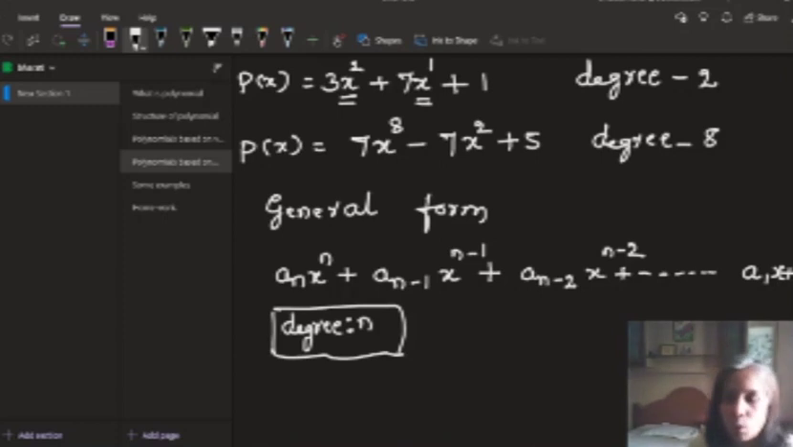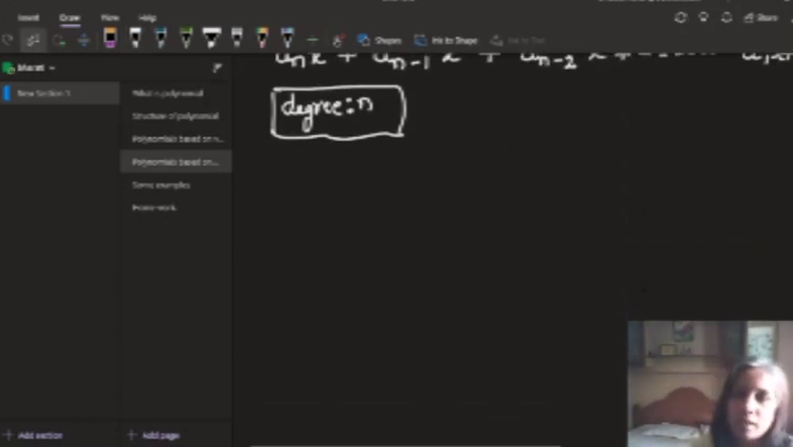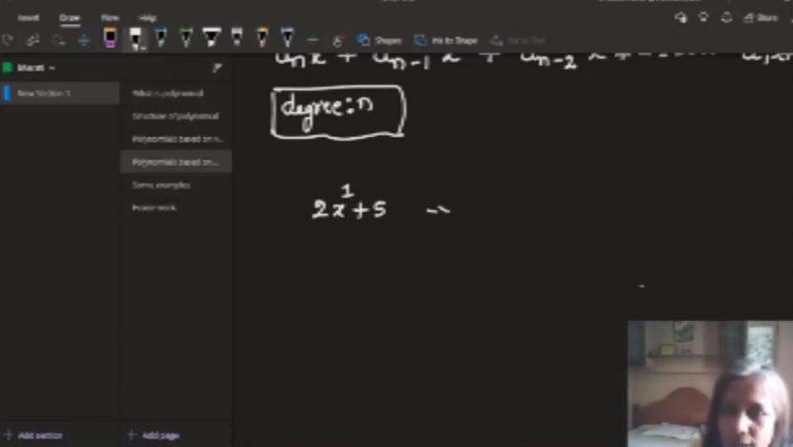Okay. Now, based on degree, we will categorize these polynomials. First, we'll write a polynomial of degree 1, that is 2x plus 5. Yes, it is a polynomial of degree 1 because the variable has only one power. I mean, its power is 1. Okay, we call such a polynomial a linear polynomial.